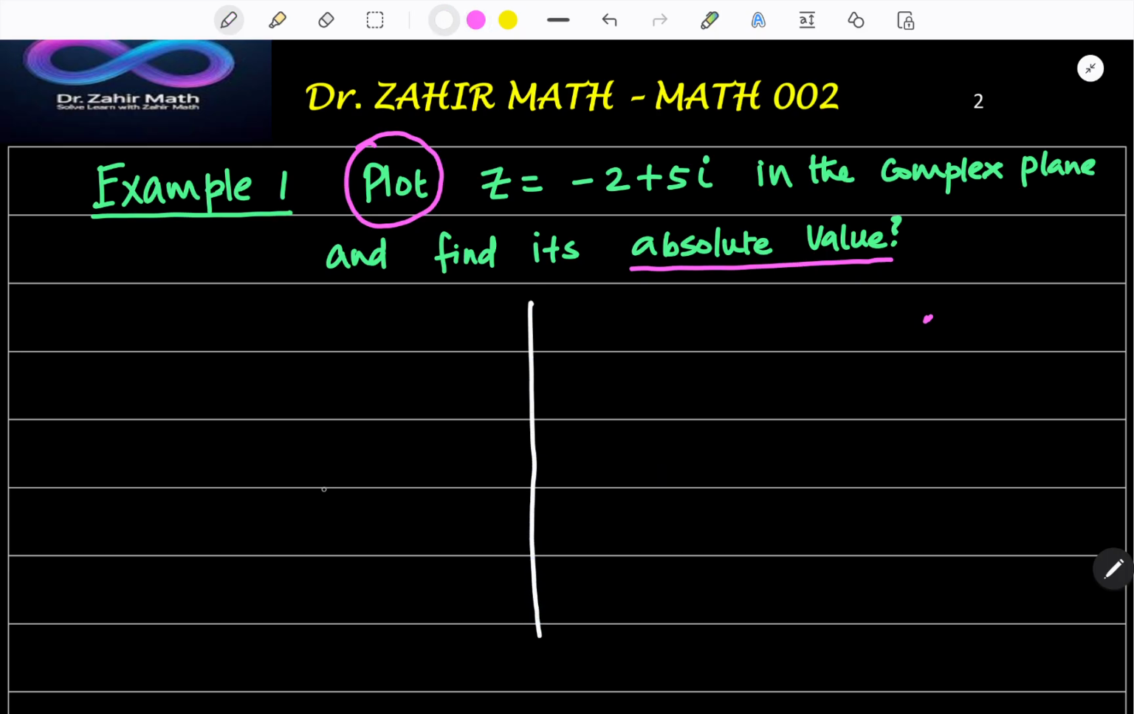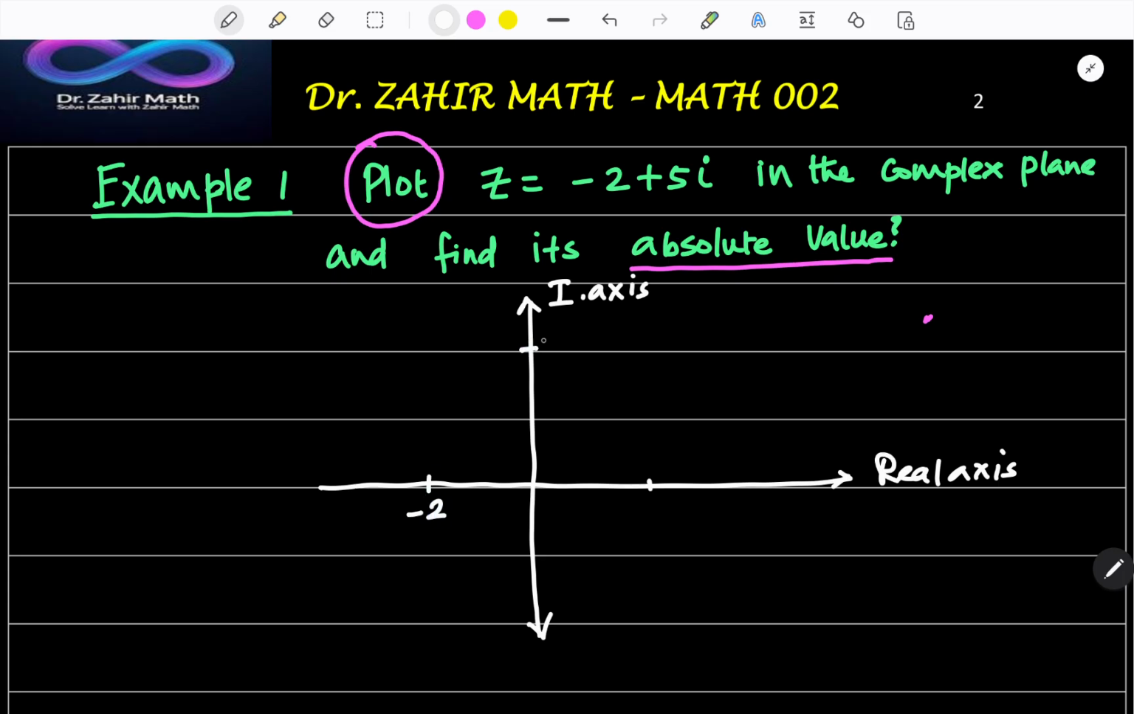So this is your real axis. This is called what? Your real axis. Okay. And this is called your imaginary axis. So this is the point 1, 2. This is the point minus 2.